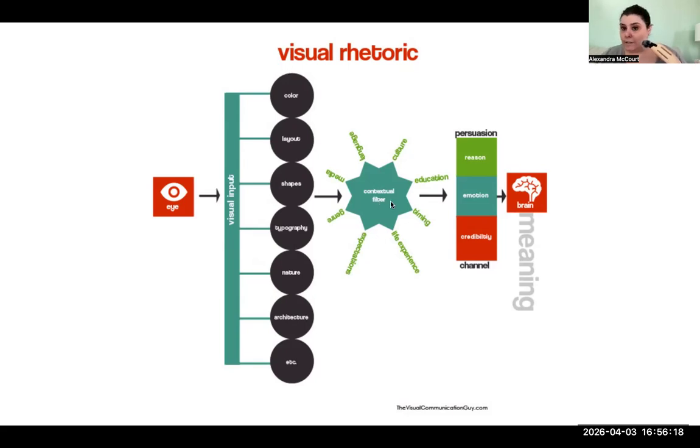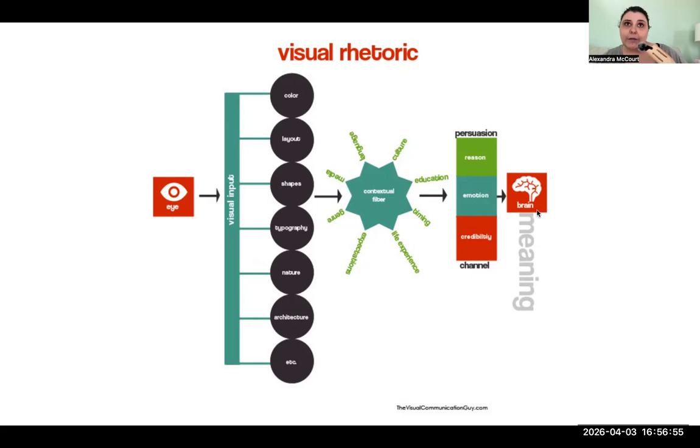Then we begin to add context. So do we think about genre, language, culture, timing, life experiences? All of these things help us with the way that we interpret something. And then we start to think rhetorically. Do we see the reasoning or the logos behind something? Do we see the emotion or pathos of what's happening? And is there credibility? Do we trust the ethos of the thing that we're looking at? And after we've gone through all these different cognitive processes, we have meaning.